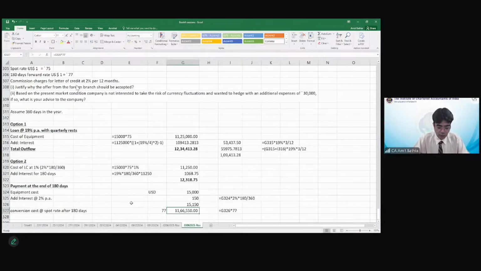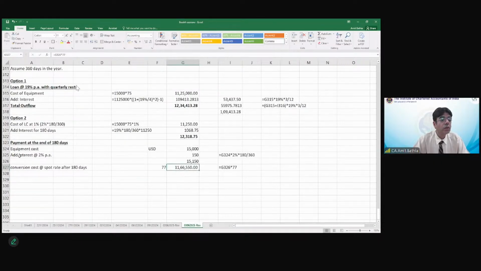We get 1166 by 50. Now, what will be my total cost? What is the total cost I'm going to have? Total cost.